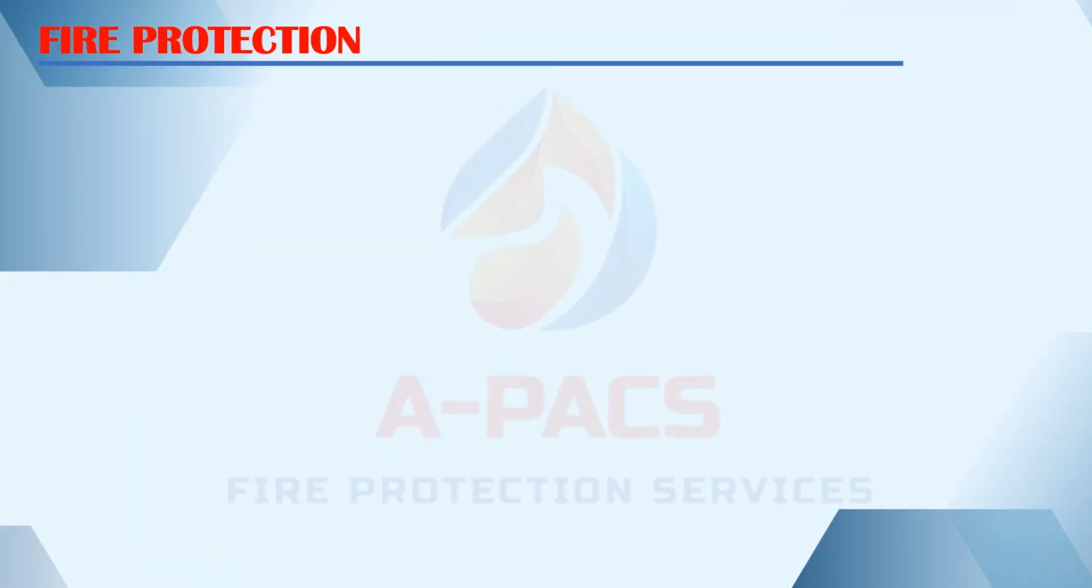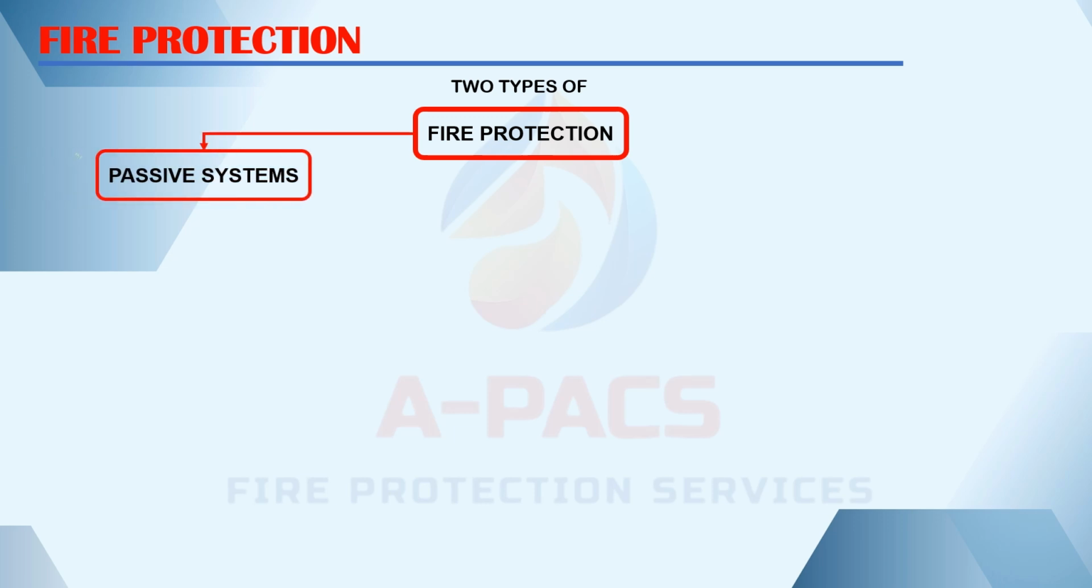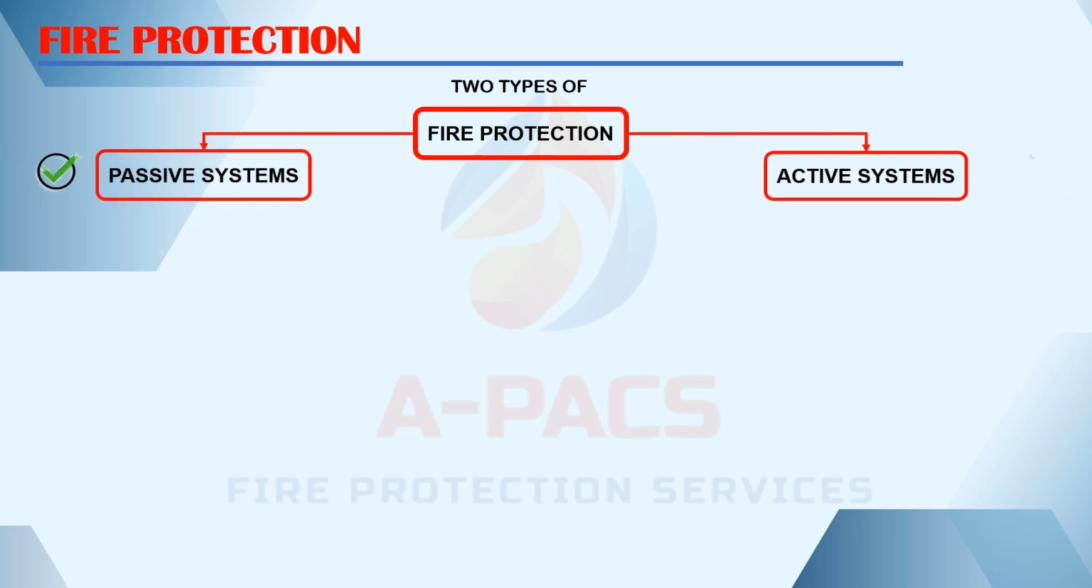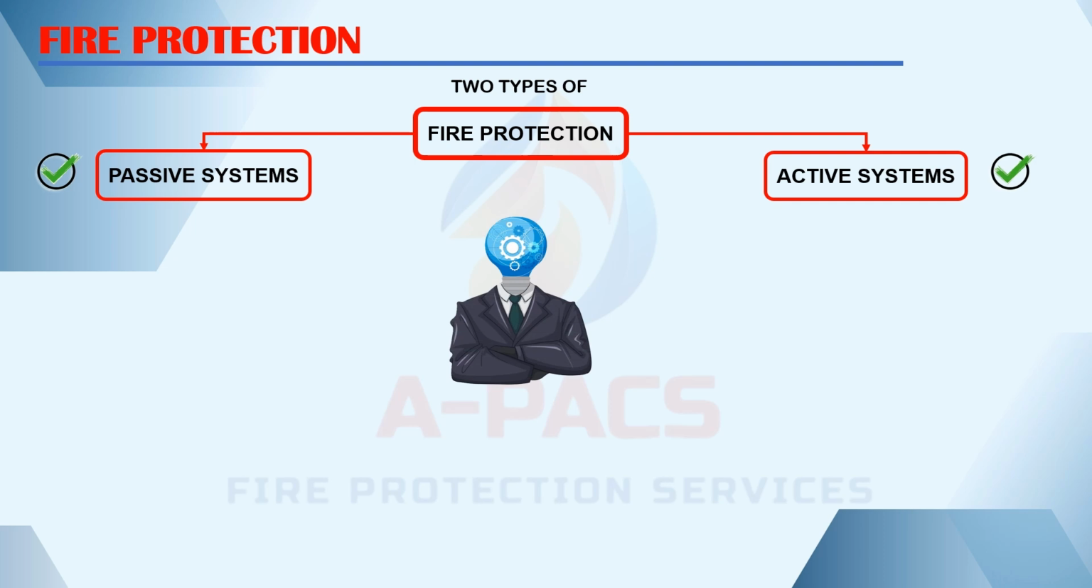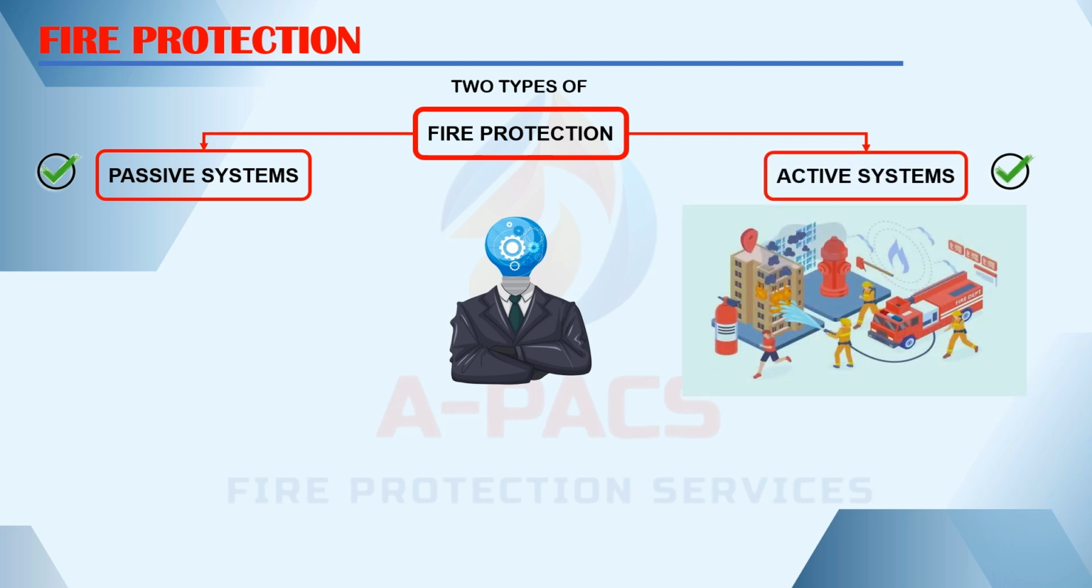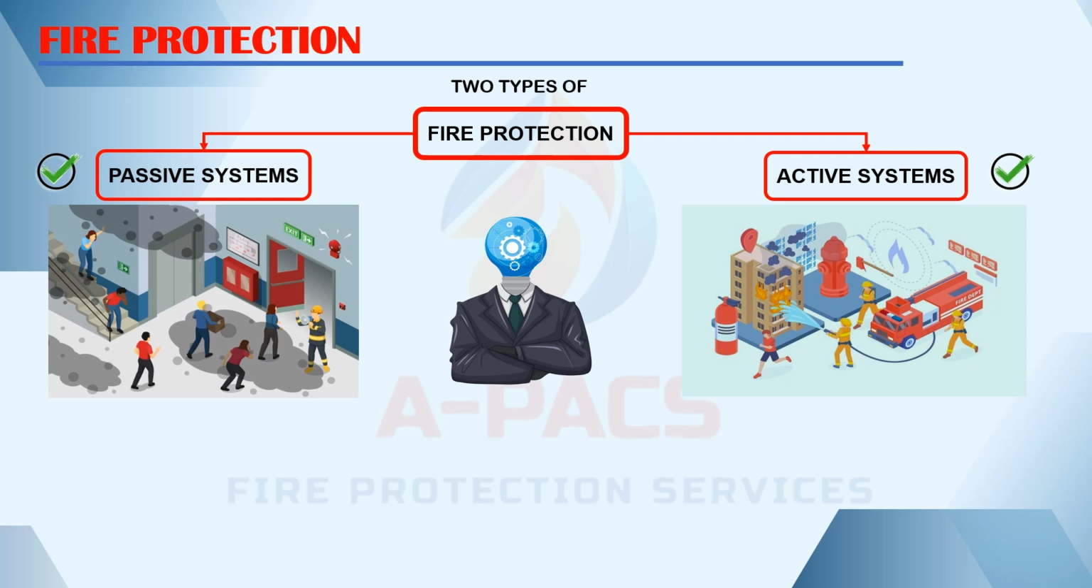Fire protection. There are two types of fire protection: passive systems and active systems. They work independently but together to provide comprehensive coverage for your facility. In the unfortunate event of a fire, active fire protection methods work to extinguish the fire, while passive fire protection keeps the fire from spreading to other areas in the building.